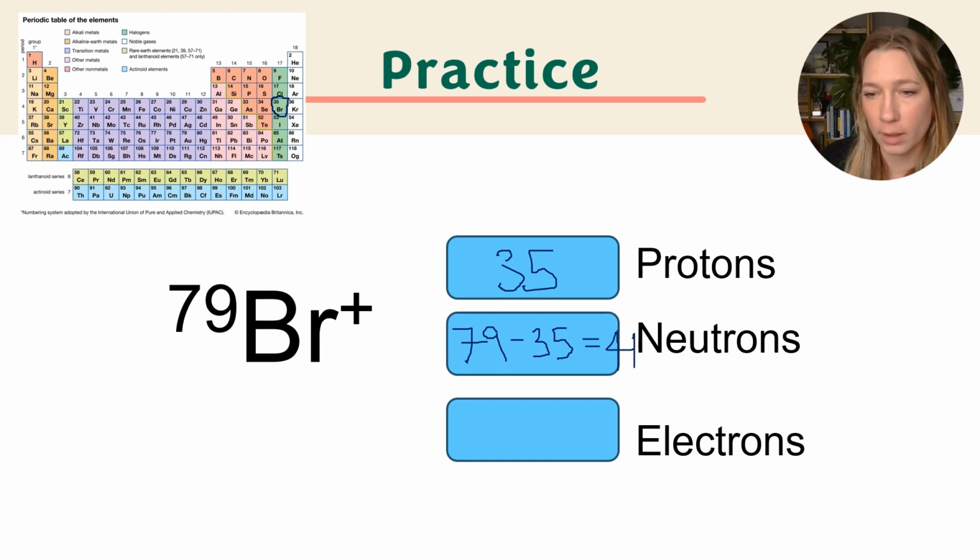And then for our electrons, it has a charge of plus 1, which means we have to have 1 more proton than electron. So that gives us 34 electrons.